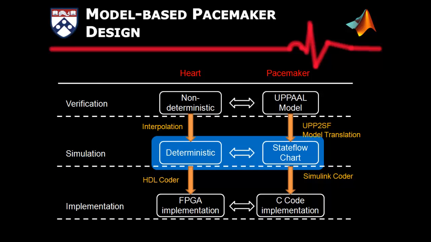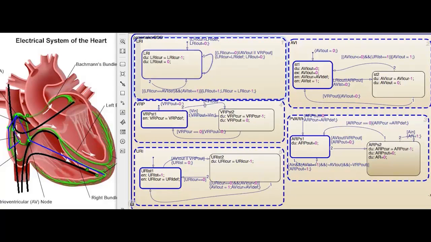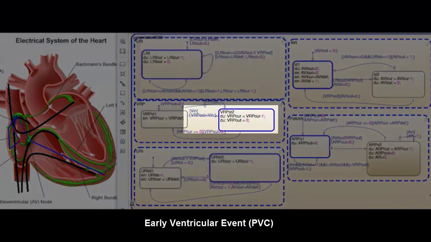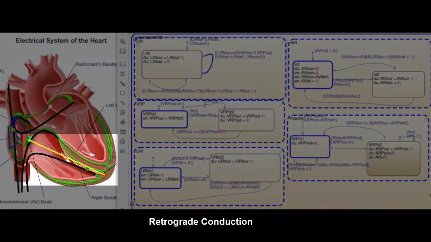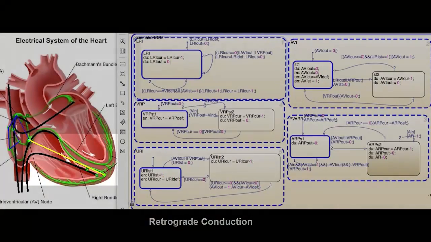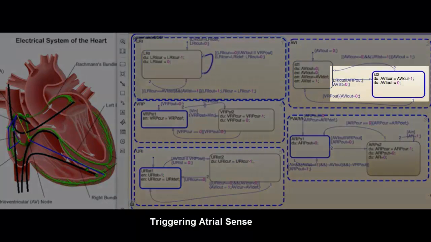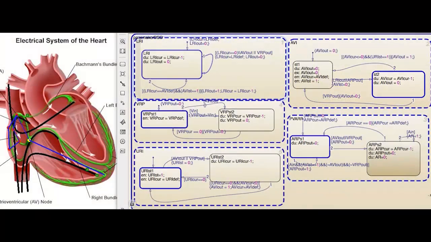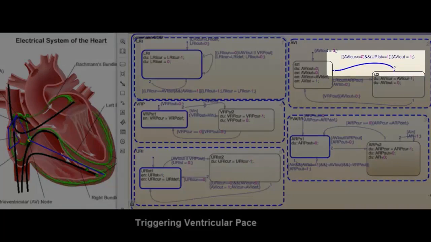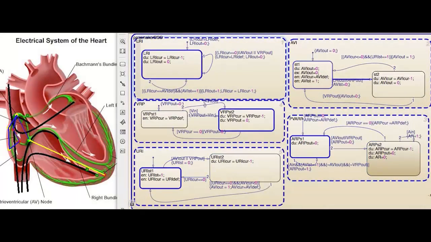Now we demonstrate the ELT behavior using our Simulink simulation. The left-hand side shows the MATLAB GUI and the right-hand side shows the Simulink pacemaker model. As we can see, a PVC triggers the retrograde conduction, which triggers an atrial sense in the pacemaker. After the programmed AV delay, a ventricular pace is triggered, triggering another atrial sense and the ELT is initialized.